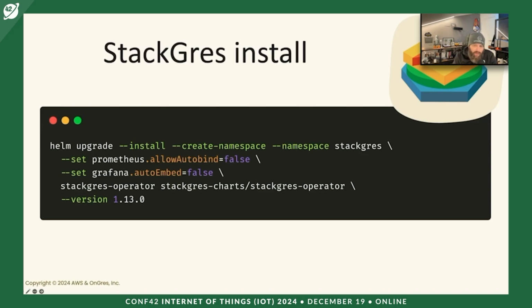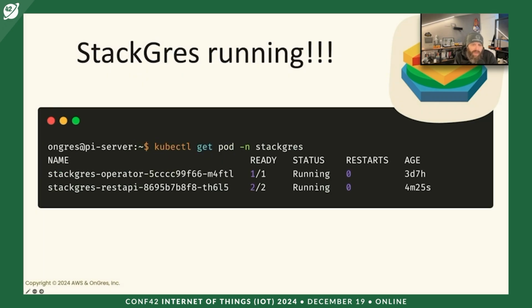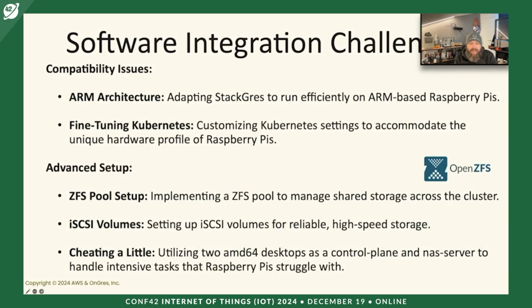So we tried to reduce the resource consumption because of this limited CPU and memory that couldn't handle additional load for the monitoring and visualization tools. We're running version 1.13, and you just run kubectl get pod for StackGres, and you have things running here. Challenges to get this up and running.